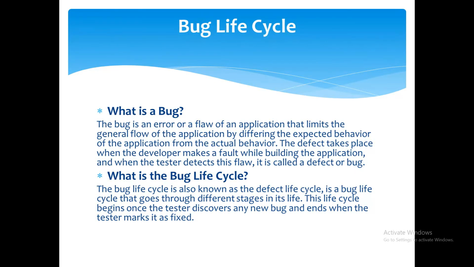And when the tester detects the flaw, it is called a defect or bug. What is the bug life cycle? The bug life cycle is also known as the defect life cycle. A bug goes through different stages in its life. This life cycle begins once the tester discovers a new bug and ends when the tester marks it as fixed.